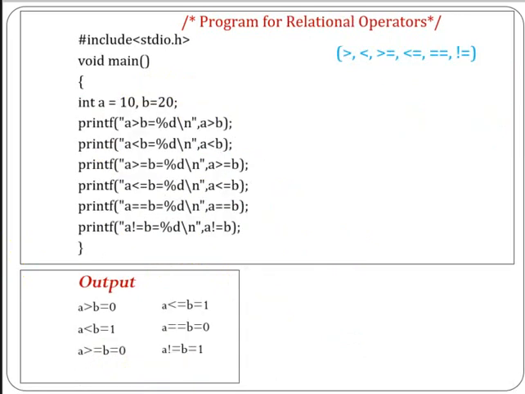So now we will move on to the relational operators. The relational operators are nothing but the comparators. When you are trying to compare two variables, it may be less than or greater than, greater than or equal to, less than or equal to, or simply equal to or not equal to. This exclamation mark is nothing but a not symbol.